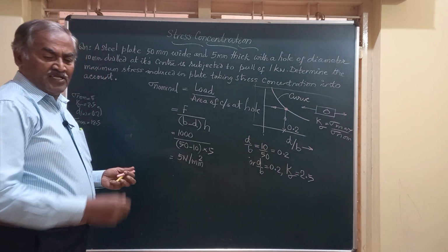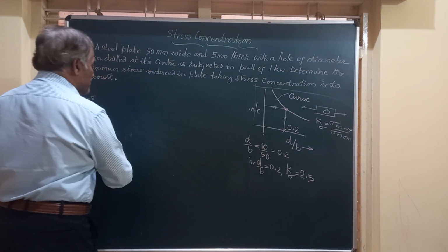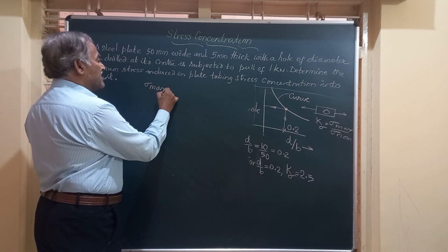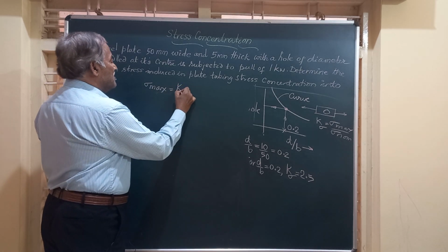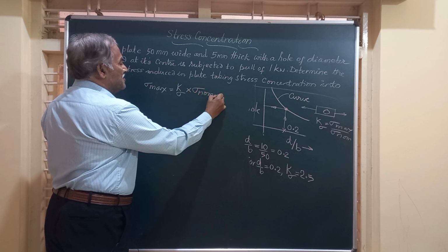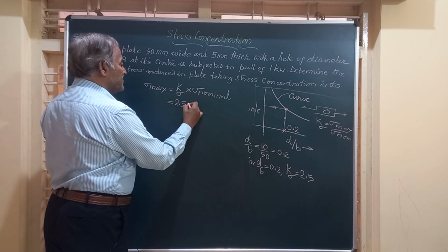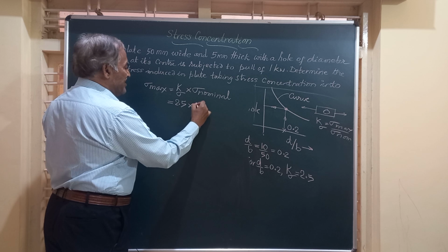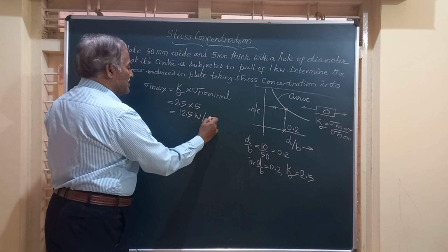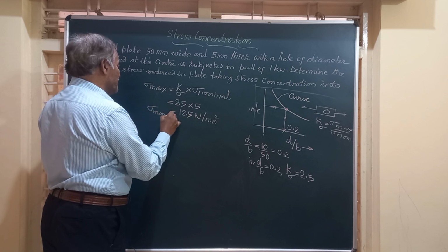Friends, we know the nominal stress, we know the stress concentration factor, and hence we will be able to calculate the value of sigma max. Therefore, sigma max is equal to K sigma, the stress concentration factor, multiplied by sigma nominal. So friends, this we have got from the graph as 2.5, and the value of sigma nominal just now we have calculated as 5. And friends, this works out to 12.5 Newton per mm square is the value. That is the sigma maximum.